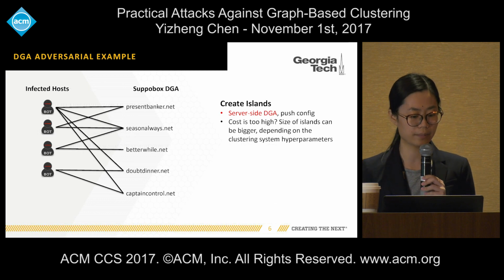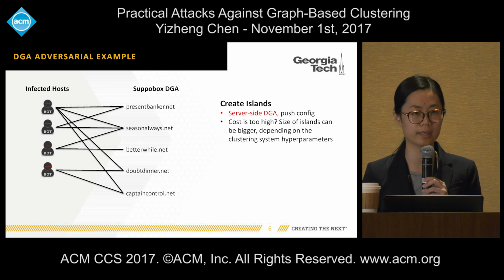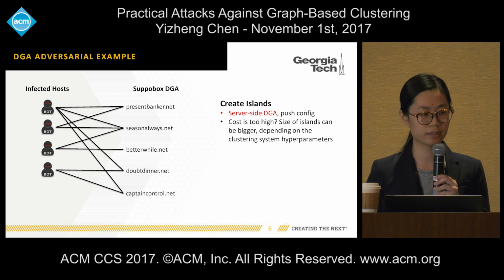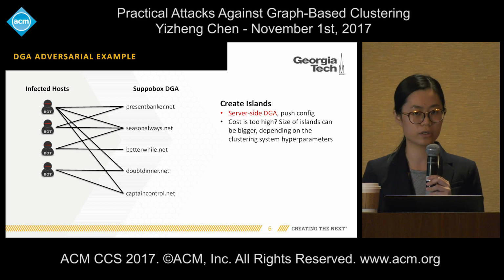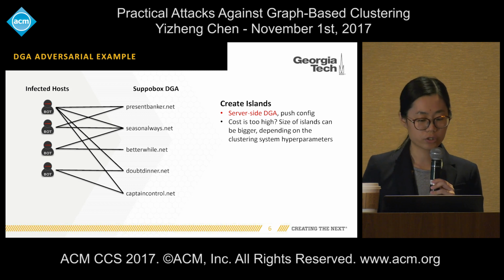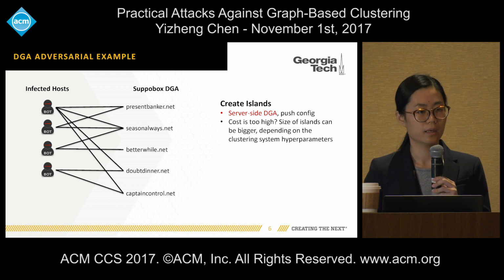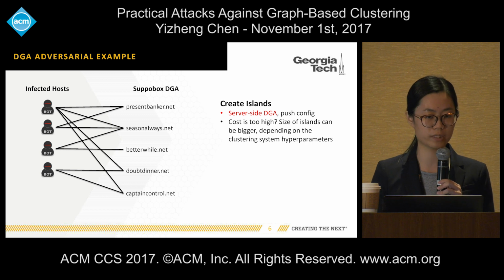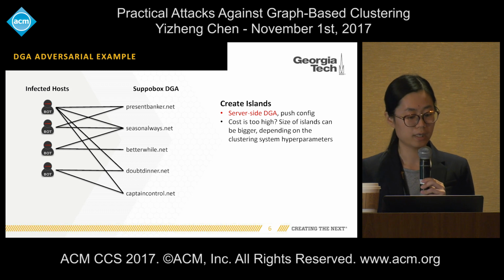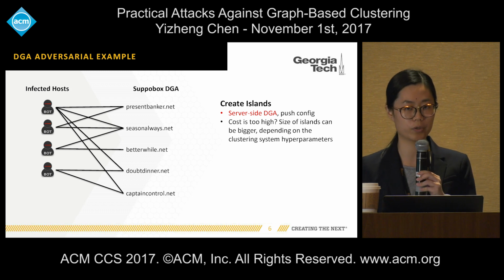However, in this specific example, maybe the cost of the attack is too high. In order for this to work, the botmaster will need to register a distinct domain for each infected host. In addition, it's also easier for defenders to sinkhole the domains and take over the entire botnet if the botmaster gives up the redundancy of having multiple DGA domains. In reality, the size of the islands can be even bigger, depending on the clustering system hyperparameters.